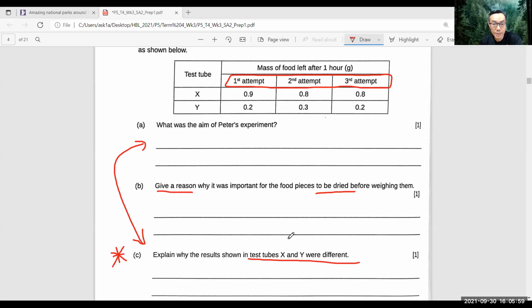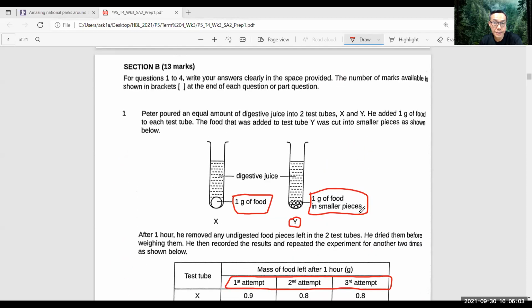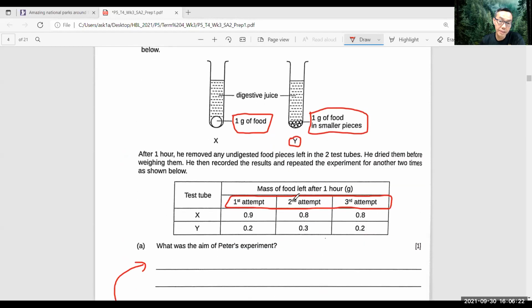Okay, I'd like to explain this question's part C. This is a question presented. This is actually a topic of the digestive system. As you can see, there are two setups, X and Y. The only difference is the food in different sizes. On the right, you can see the food of 1 gram is in smaller pieces. And this is the experimental result.